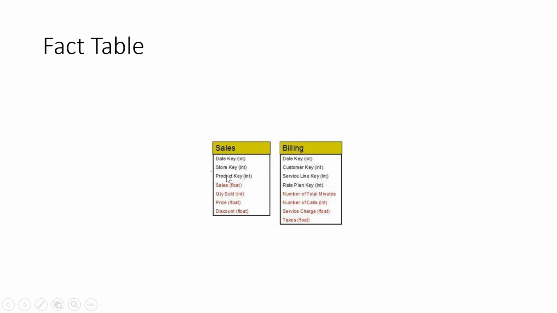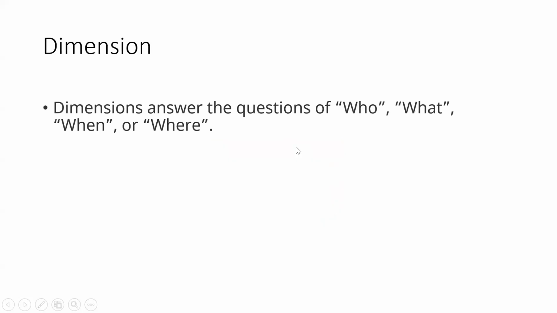So the foreign keys should be present. Those foreign keys are the primary key of individual dimensions. Suppose there is a date dimension having date key as a primary key. There can be a store dimension having store key as a primary key. A product dimension should be there having product key as a primary key. And we are storing all the foreign keys in our fact table. Similar for the billing table as well.